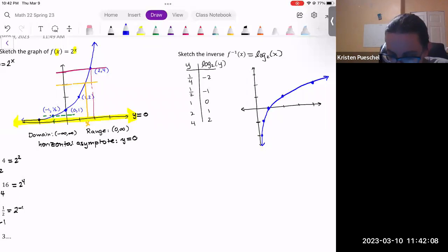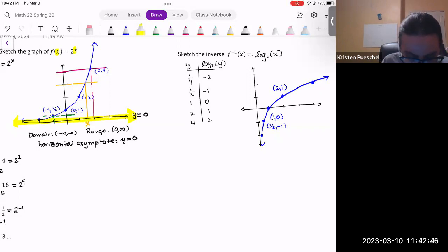Okay, so we have a plot that looks a lot like this. So this time we have no y-intercept, but we have an x-intercept. The x-intercept where we cross the x-axis is always going to be (1, 0) here. Let's label a couple of other points here. We have (2, 1). We have (1/2, -1). Okay, we see this function is also increasing.